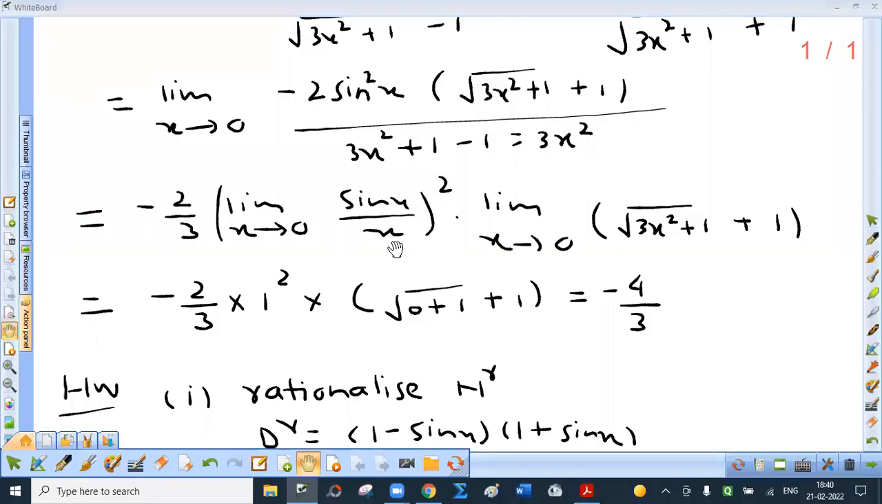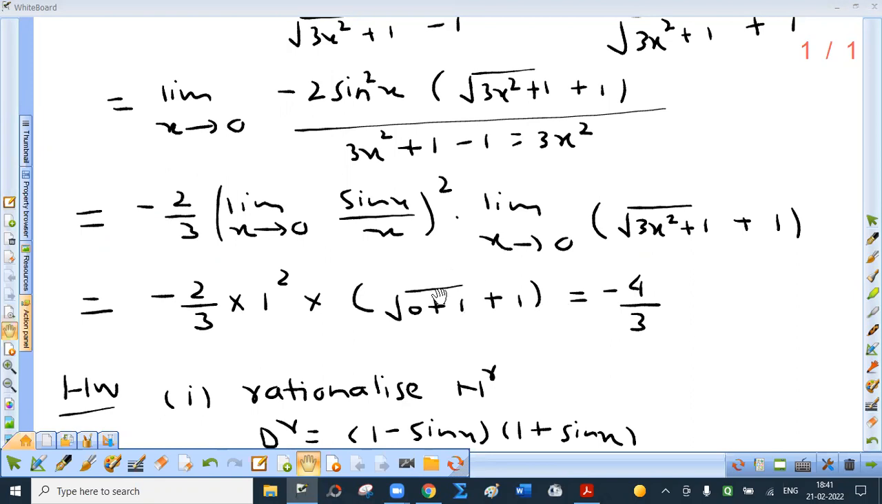Here actually I have omitted one step. You have to say limit of product is product of limits, and then limit of square is square of limit. Now this is a standard limit, its value is 1, so 1 square. Now what about this? To take the limit means to replace x by its limiting value, which is 0. So minus 2 by 3 into 1 square into 2. So minus 4 by 3 is the answer.